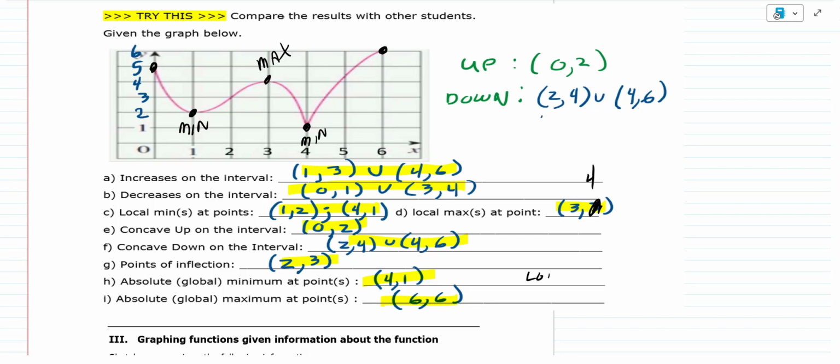minimum is just the lowest point there ever was. This is the global min right here. It's also local at the same time. So that's the global min. And then the global max is the highest point the graph ever hit. So it's there. Okay. That's it.